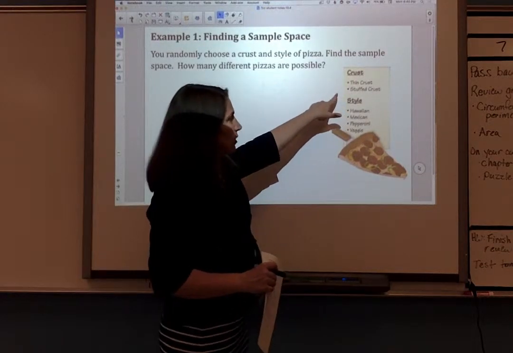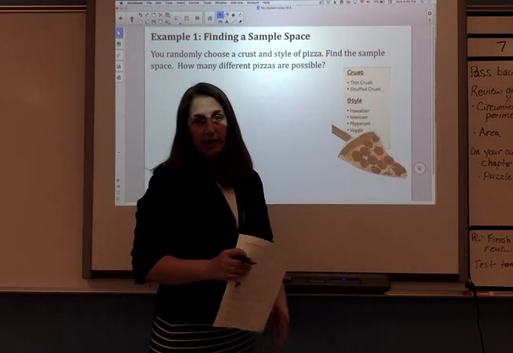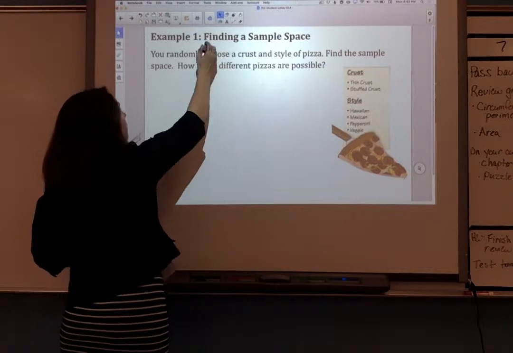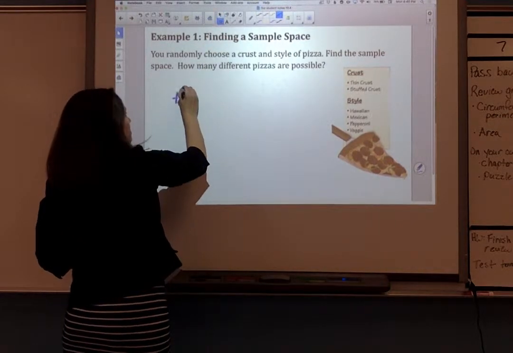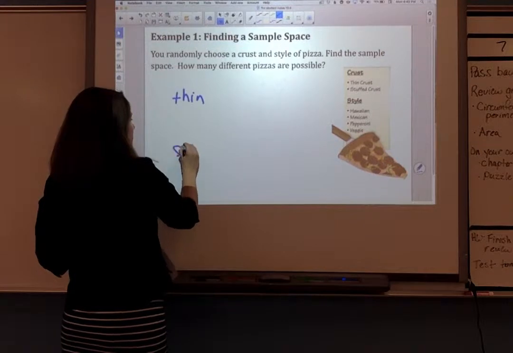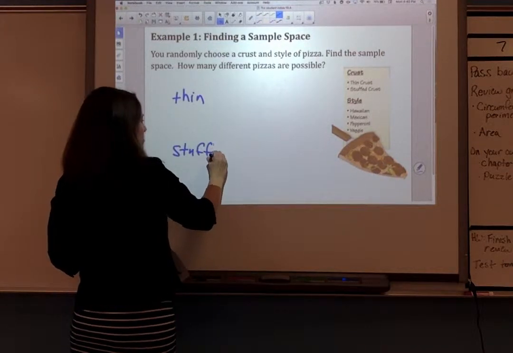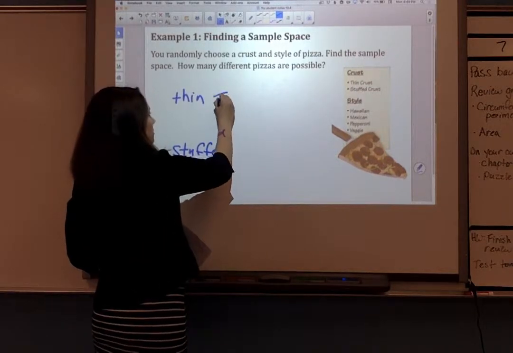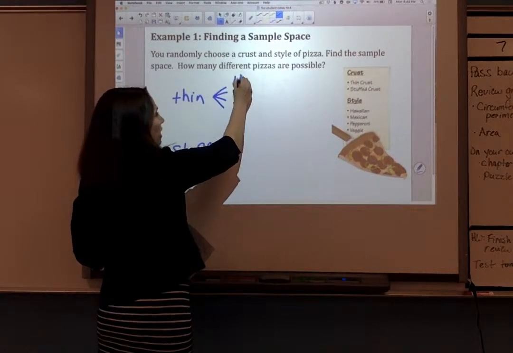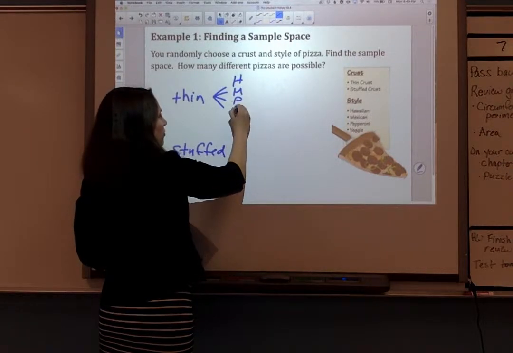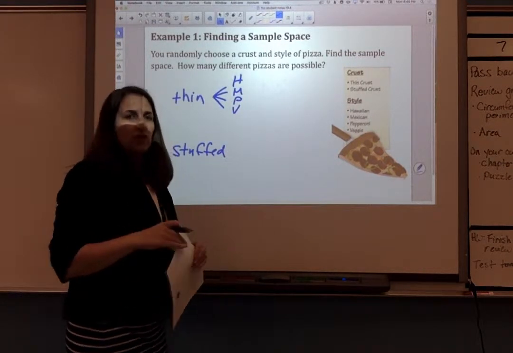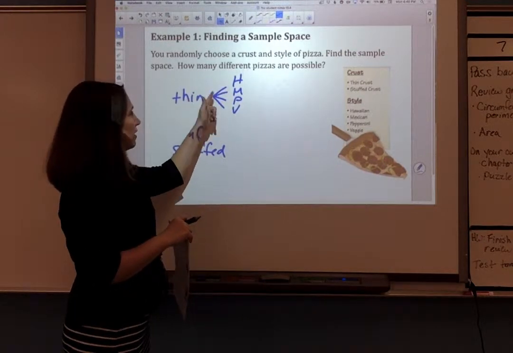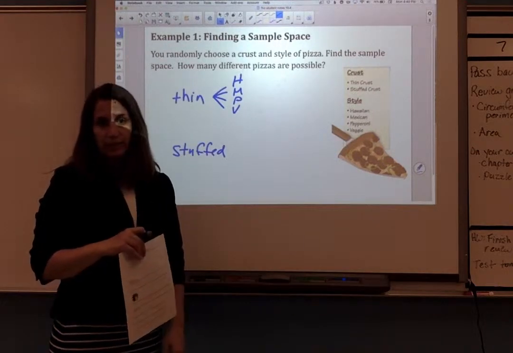We see that there's 2 different crusts offered and 4 different styles of pizza. So we're going to make a tree diagram. We're going to start with thin crust and stuffed crust. And if I order a thin crust, I could get 4 different styles. So I could get Hawaiian, Mexican, pepperoni, or veggie. So that's 4 different outcomes right there. I could get a thin Hawaiian, a thin Mexican, a thin pepperoni, or a thin veggie pizza.